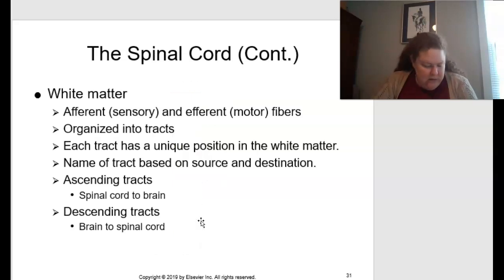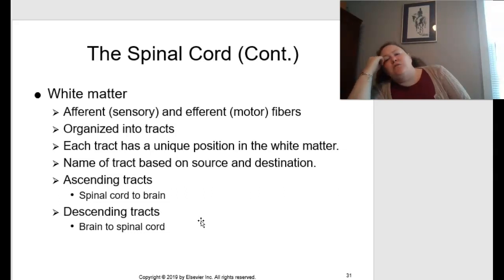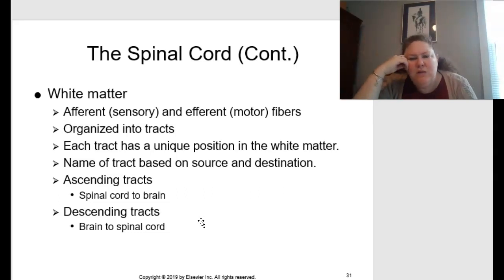So we talked about this a little bit before, so let's talk about it in more depth. We are going to talk about our white matter. With the white matter, you have afferent, which would be your sensory nerves, and you have your efferent, and those would be your motor nerves. Okay, I'm trying to see where they have this in your book. And they are going to be organized into different tracts. Each tract has a unique position in the white matter, and the name of the tract, this is very true in science, they name it for what its purpose is, okay? So the name of the tract is going to be based on the source and the destination.